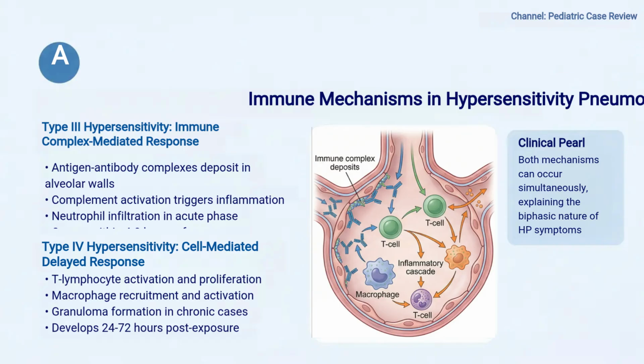In type 3 hypersensitivity, antigen-antibody complexes deposit in alveolar walls, complement activation triggers inflammation, and neutrophil infiltration occurs in the acute phase, typically within 4 to 8 hours of exposure. In type 4 hypersensitivity, T lymphocyte activation and macrophage recruitment lead to granuloma formation in chronic cases, developing 24 to 72 hours post-exposure. A critical clinical pearl. Both mechanisms can occur simultaneously, which explains the biphasic nature of hypersensitivity pneumonitis symptoms.